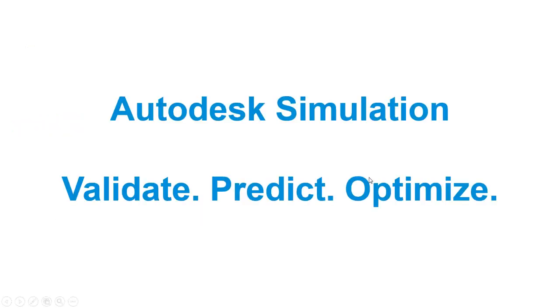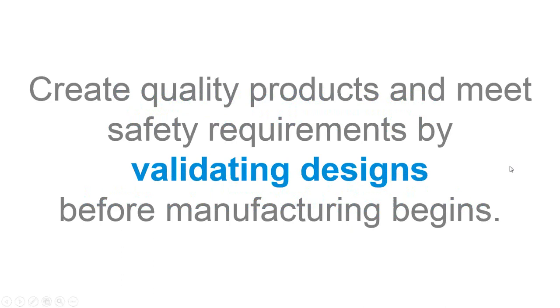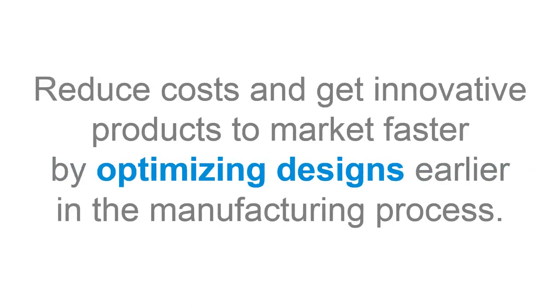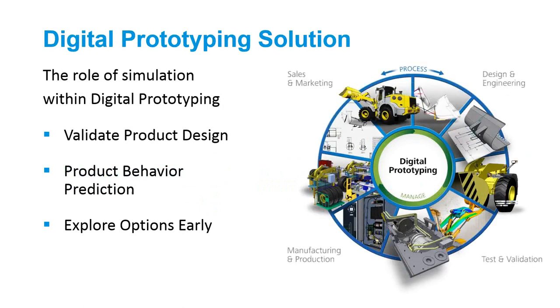So with Autodesk Simulation, the goal is to help you make great products, and we like to focus on three words: validate, predict, and optimize. With Autodesk Simulation, you can validate the adequacy and safety of your product before it ever hits the manufacturing floor. You can create digital prototypes. By creating digital prototypes, you can greatly reduce the need for physical prototypes to predict the performance of your product. Autodesk Simulation empowers you to optimize your design and make great products as well. So by taking these three together, we come up with what's called digital prototyping.